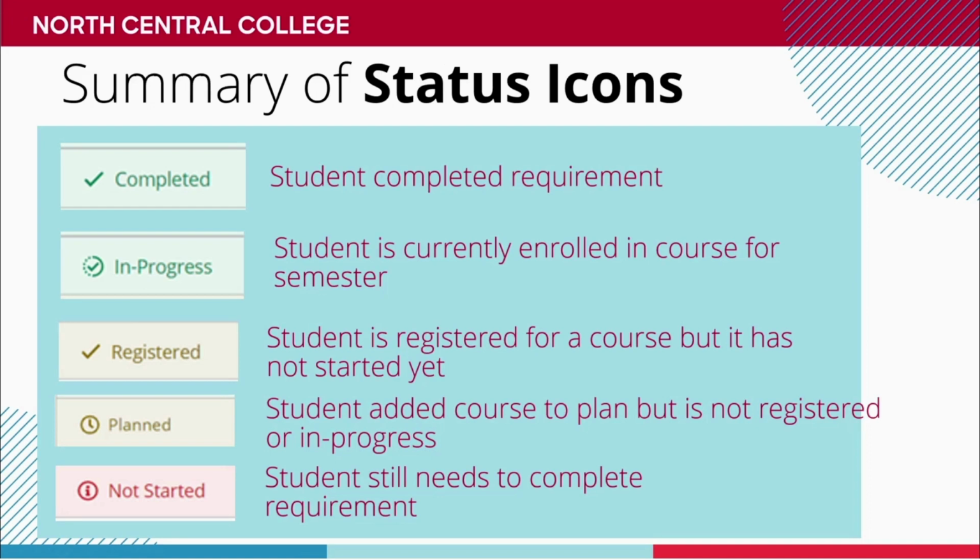Anything that's green that says in progress means that you are currently enrolled in this class for the semester and it's a requirement that's in progress. Anything that's highlighted as yellow with a check mark that says registered means that you're registered for the course, but it hasn't started. Anything that's highlighted in yellow with a clock icon means that you've added this course to your plan, but you're not registered for it and it's not a course that's in progress. And anything that's in red that says not started means that you still need to complete this requirement.